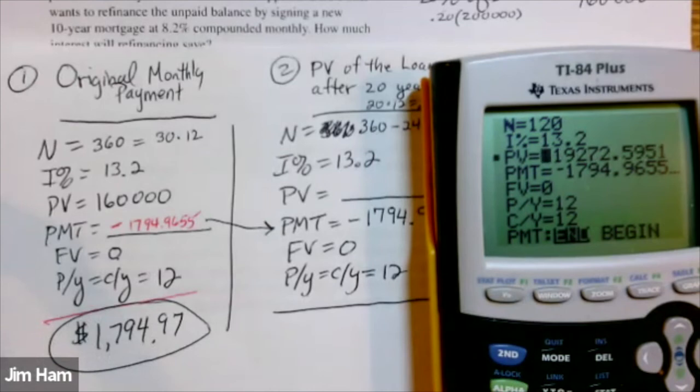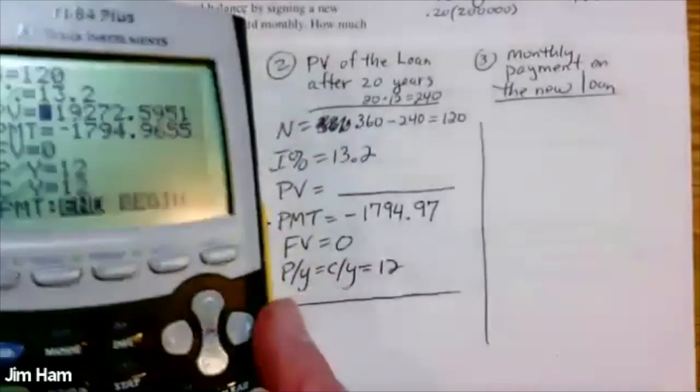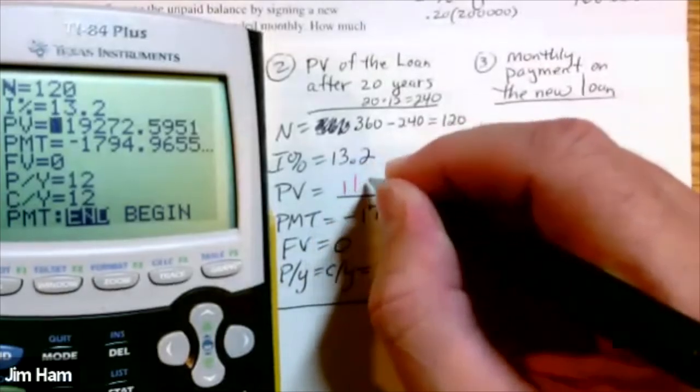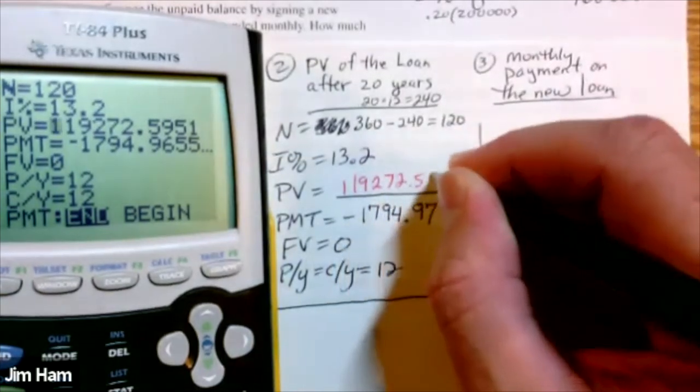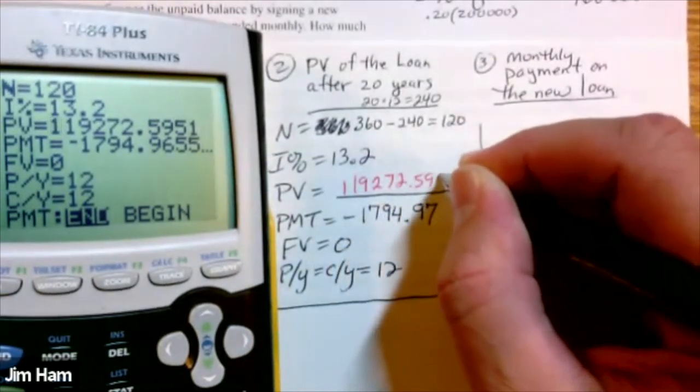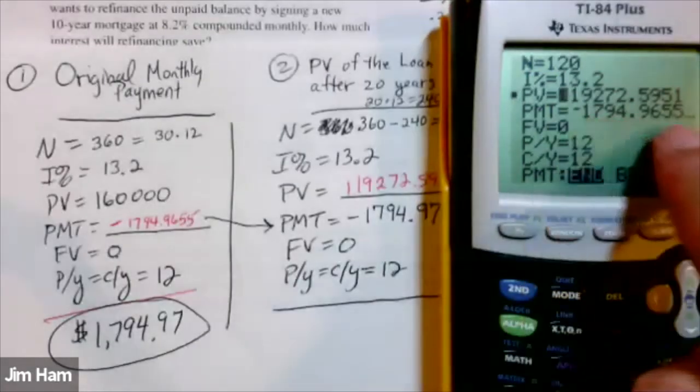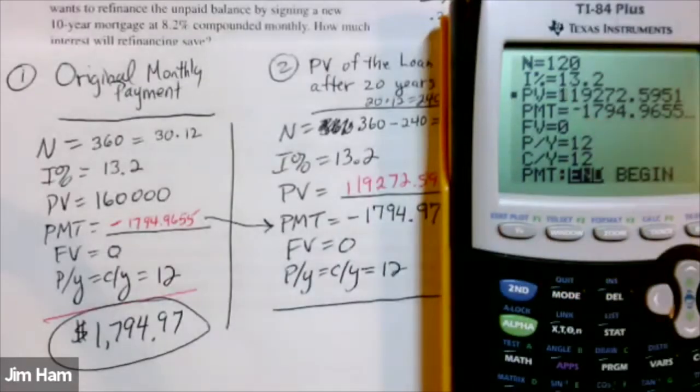Okay. And the present value is 119,272. So even after making 20 years worth of payments on this 30-year loan, we still owe $119,272.60, let's say. Oh, well, I didn't round this number. I just left it in there and went with that. So if you're off by a couple of dollars or a couple of pennies, you don't have to worry about it. Now we're going to go to the last step.